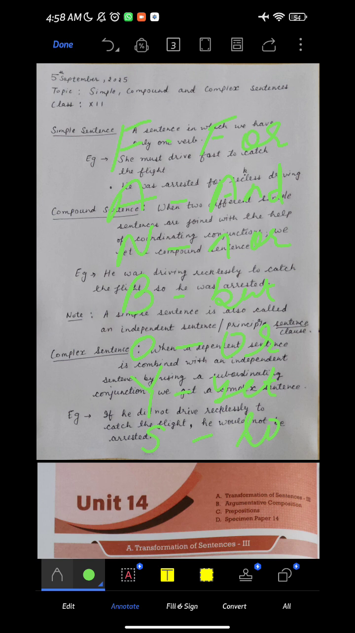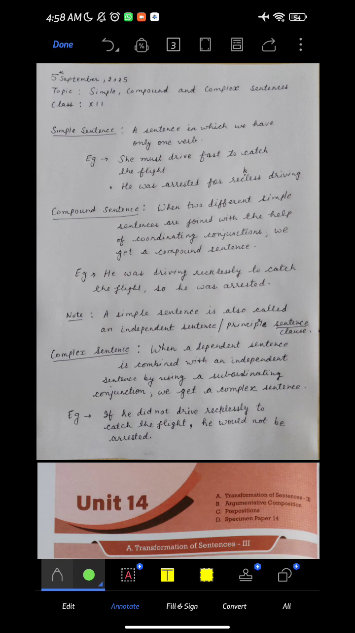So why are these called coordinating conjunctions? Because they help to coordinate. We can coordinate only if we have sentences of a similar kind. You can coordinate if you have two simple sentences. So the output will be the compound sentence.